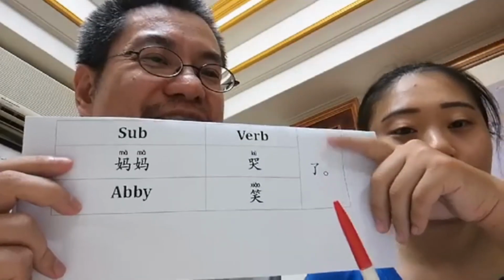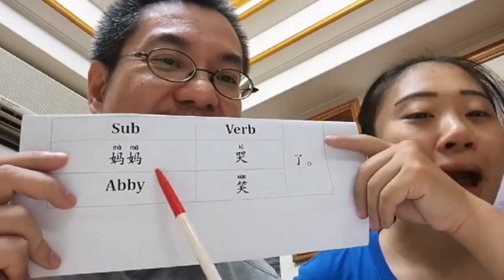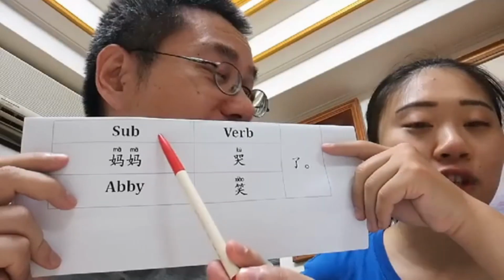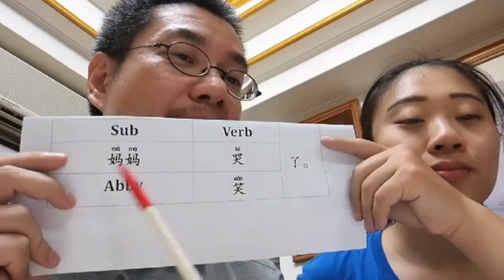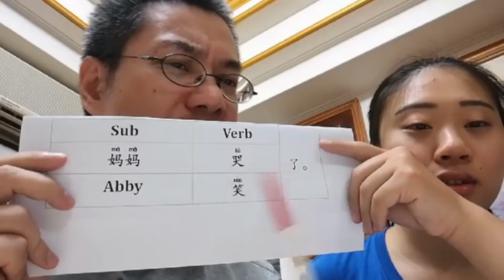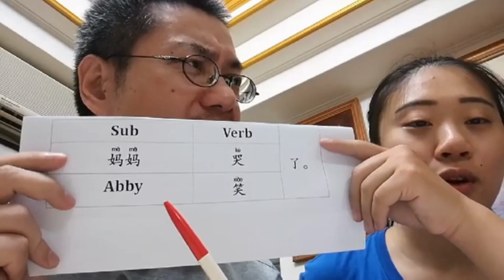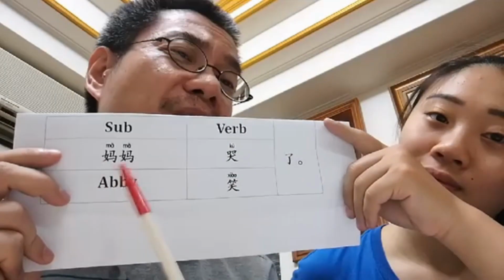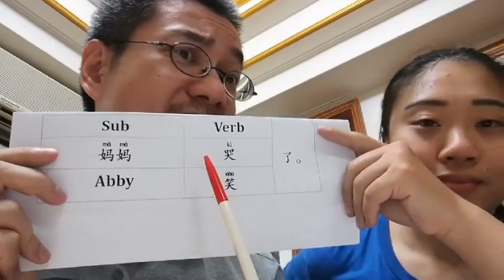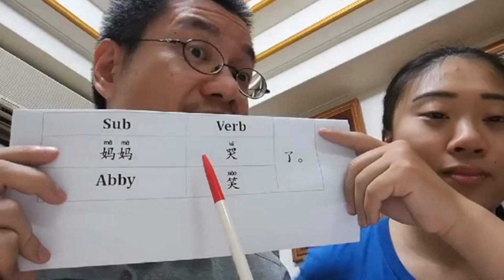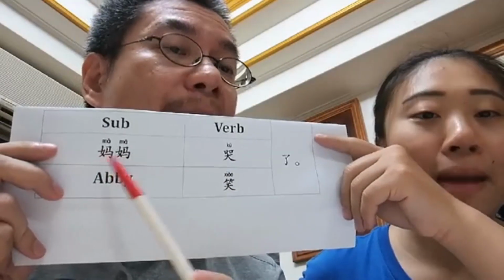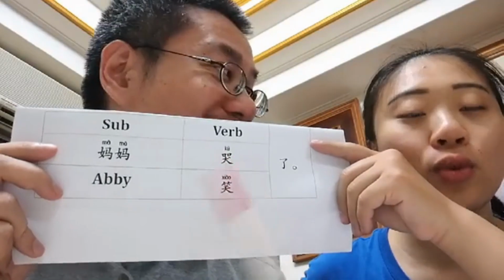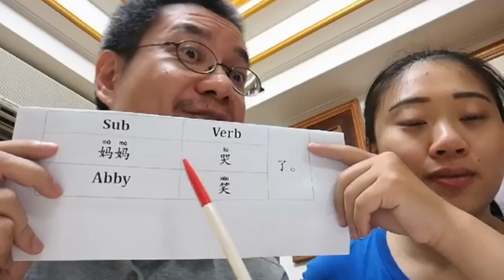So Abby, let's read the first example. 妈妈哭了. Mama is the subject, right? Ku is the verb. 妈妈哭了 means mother cried, the past tense, or mother has cried. That's the perfect tense in English. And in Chinese, we can say 妈妈哭了. We use le after ku, the verb. That means something has already happened.